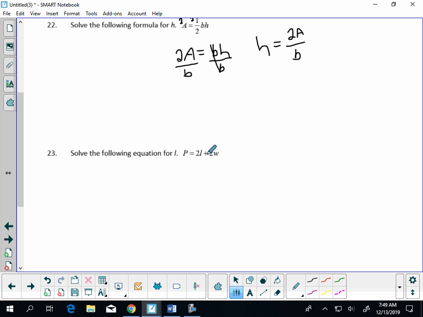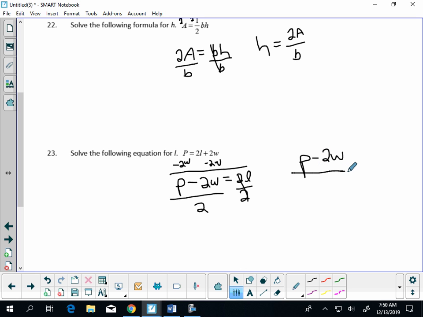I want to solve for L, so I'm going to minus 2w. And that is going to give me p minus 2w equals 2l. Need to get rid of the 2, so I'm going to divide. And I get (p minus 2w) over 2 equals L.